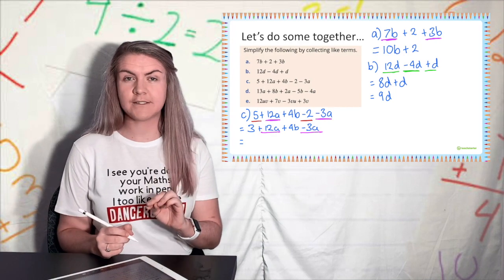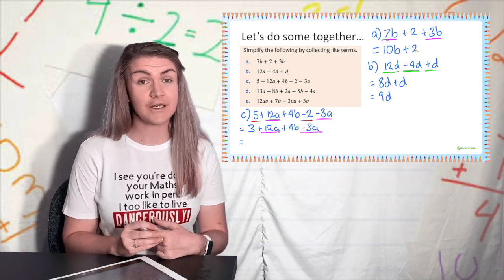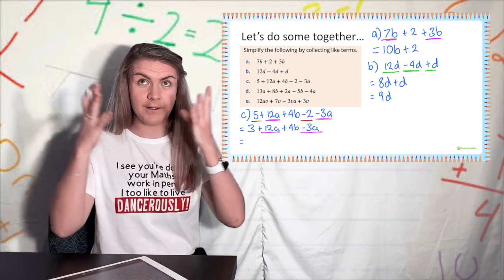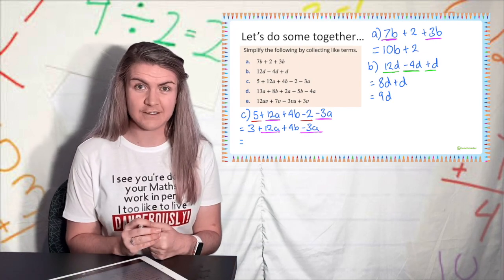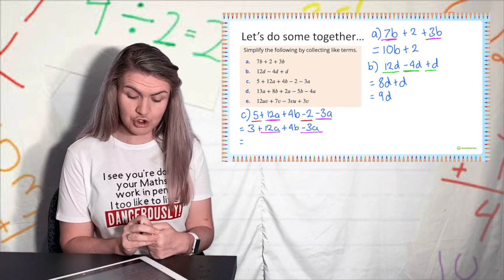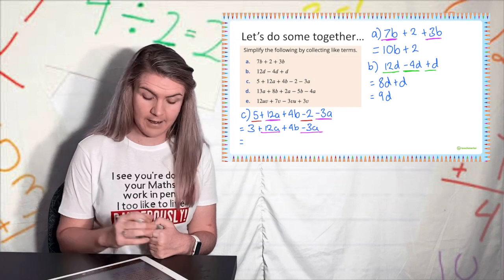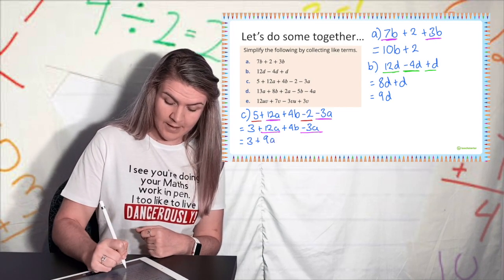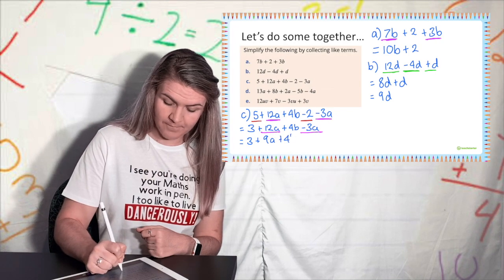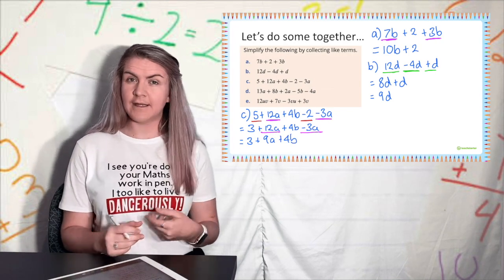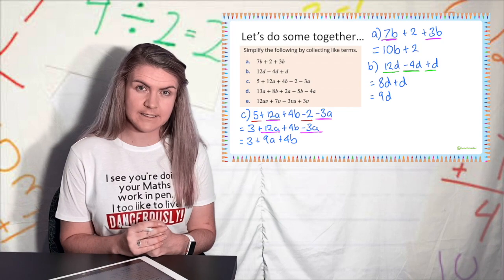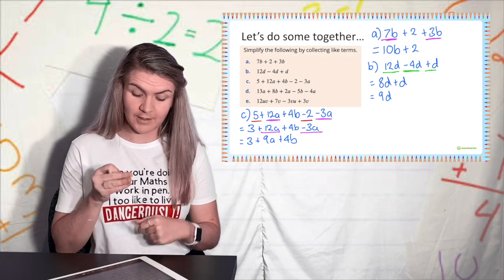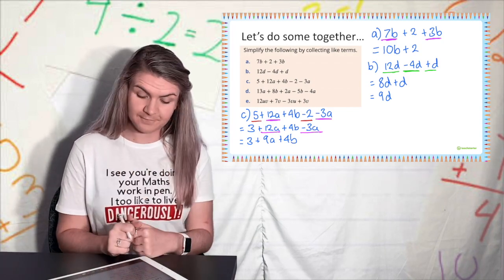You could do 2 at one time, but probably don't do more than 2 because you need to show your working out and your teacher won't be able to see where you got your things from. Now I've got 12a, take 3a. Well, 12 take 3 is 9a. And then what's left over? 4b. And I always like to just check at the end, do I have anything else that I need to simplify? Nope, I've just got an a, a b, and a constant by itself.